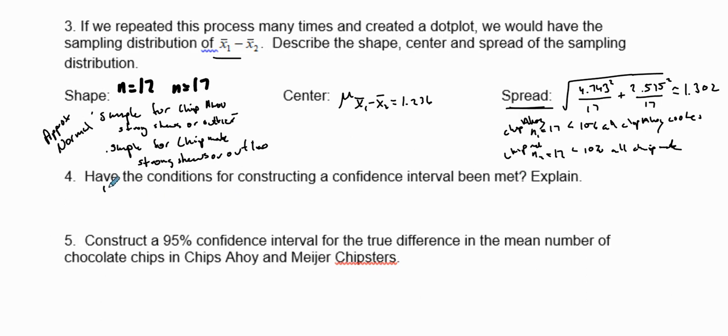I would say yes, because we did have two random samples, of 17 Chips Ahoy and 17 Chipmate cookies. We also have our independence because of the 10% rule, as I stated above. So we do have independence. And we also have approximately normal. Even though we can't use the central limit theorem, we did notice that there were no strong skews or outliers in there.